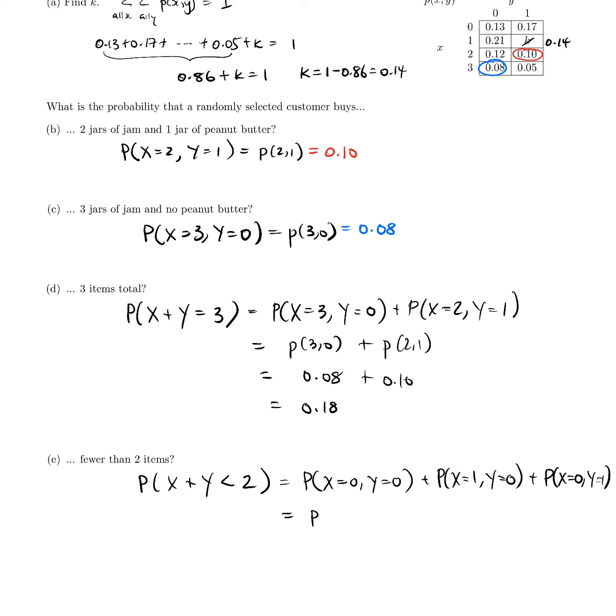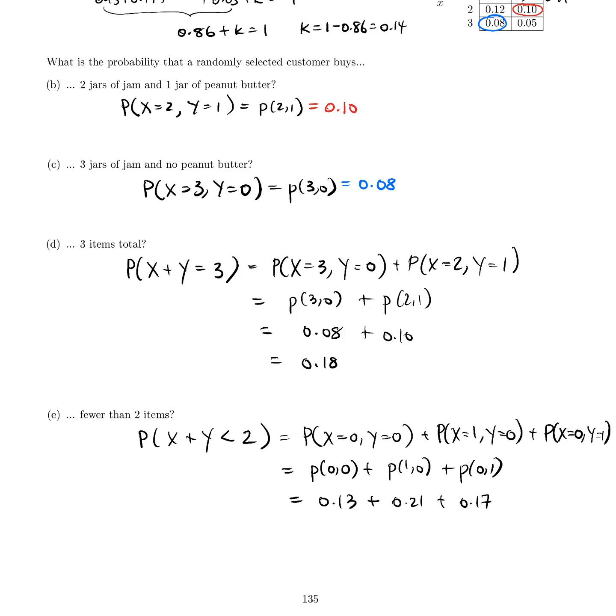If I'm being formal, I'll write this as p of 0, 0, plus p of 1, 0, plus p of 0, 1. And so p of 0, 0 is 0.13, p of 1, 0 is 0.21, and p of 0, 1 is 0.17, and so what do I get? If I add these up, I get 0.51.